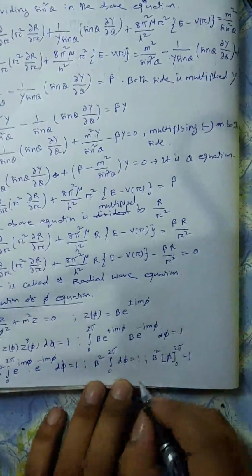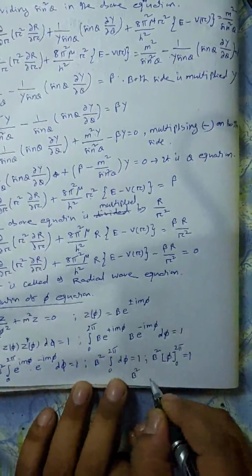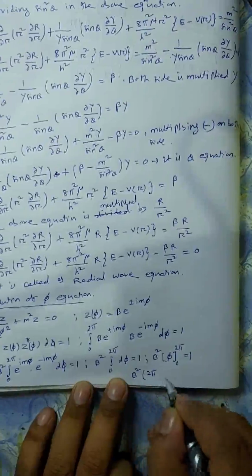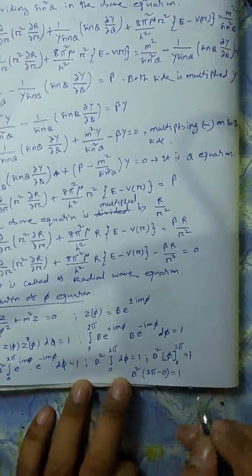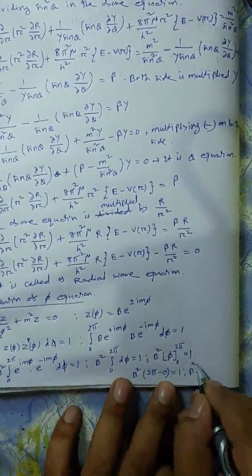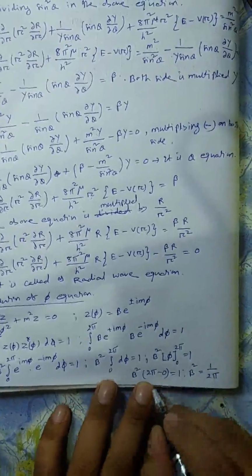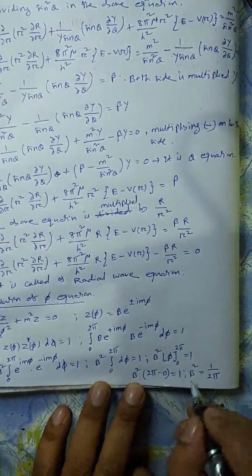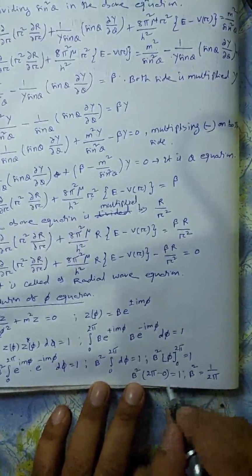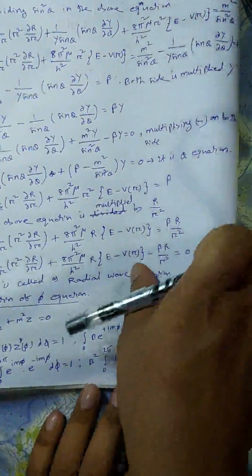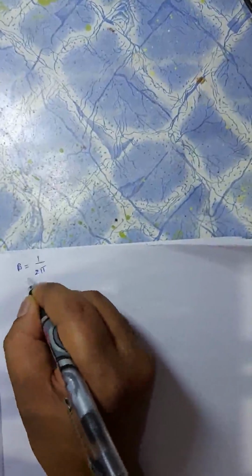That means B square, upper limit first, 2 pi minus 0 is equal to 1. 2 pi minus 0 is equal to 2 pi. That means B square times 2 pi is equal to 1. So B square is equal to 1 by 2 pi. Then B is equal to the square root of 1 by 2 pi, we already did this in the rigid rotator.